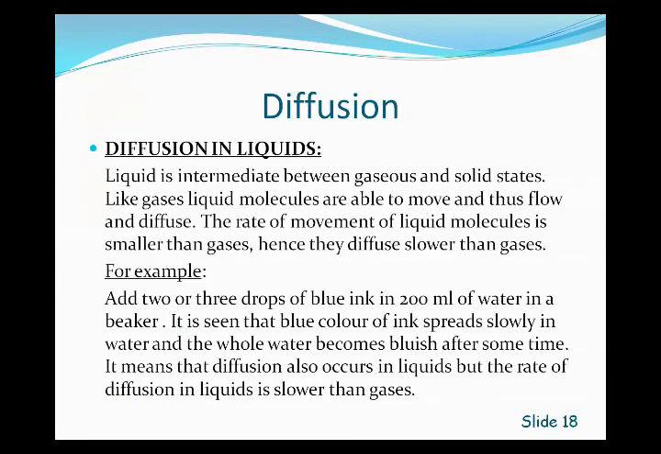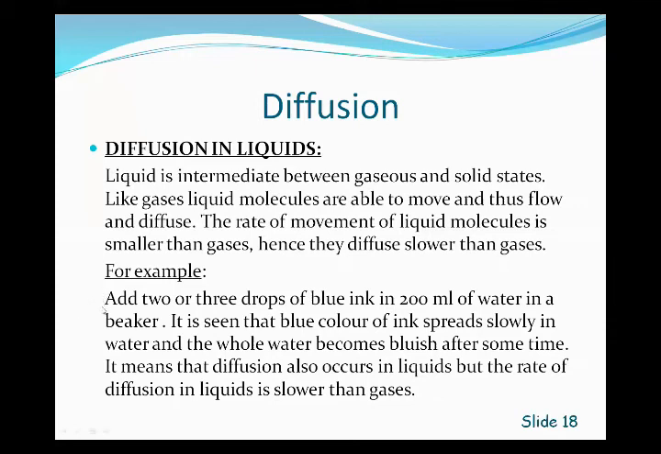Now the next topic, again diffusion, and we have diffusion in liquids. Liquid is an intermediate between the gas and the solid state. We all know that there are three states of matter: solid, liquid, and gas. But liquid is intermediate between gases and the solid state. So, like gas, liquid molecules are able to move and thus flow and diffuse. The rate of movement of liquid molecules is smaller than gases, hence they diffuse slower than gases. So we can say gases diffuse faster as compared to liquids.